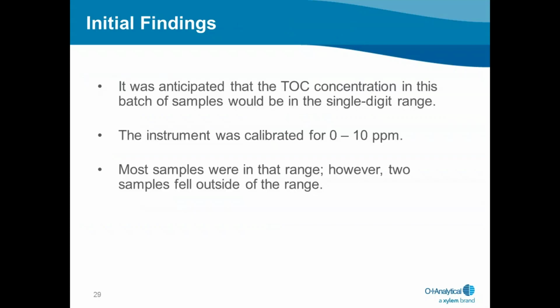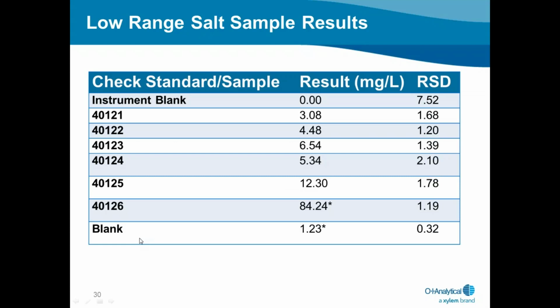As I said previously, it was anticipated that the TOC concentration was in the single-digit range. Therefore, the instrument was calibrated in this range. Most of the samples were in that range. However, 2 samples fell outside that range. Here we have the instrument IDs from the samples that we received. These are the results reported by the analyzer. And as you see, the 2, especially the last sample, was almost 10 times higher than the anticipated calibration range.